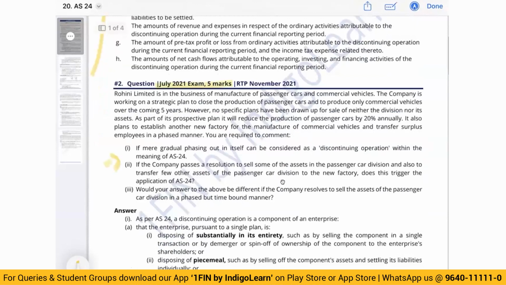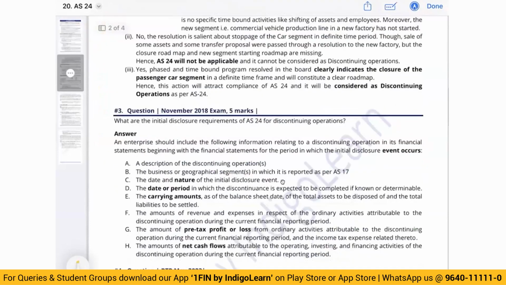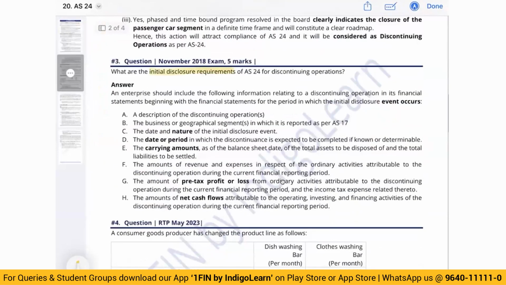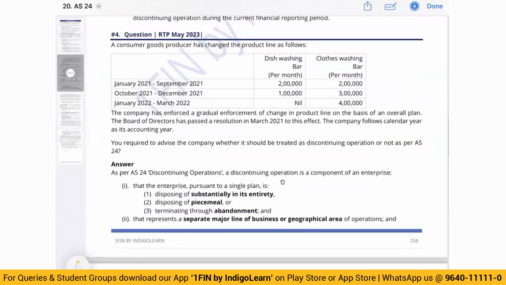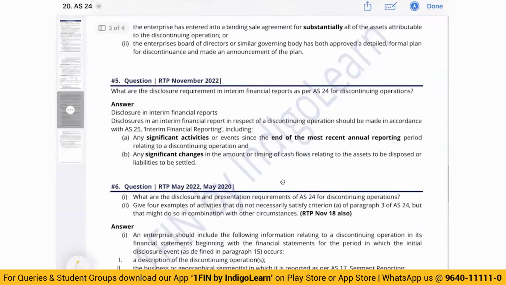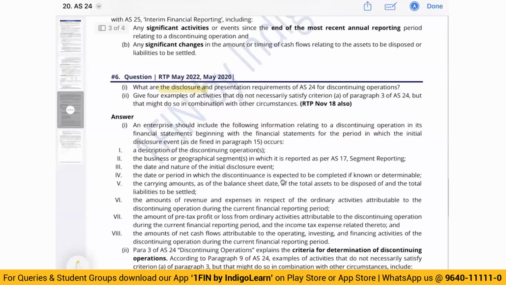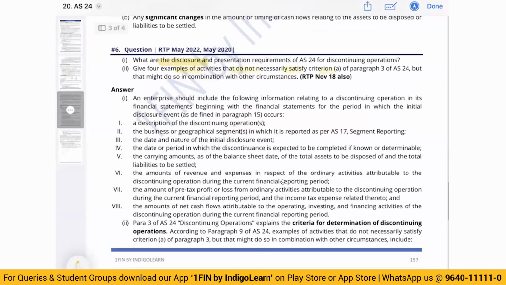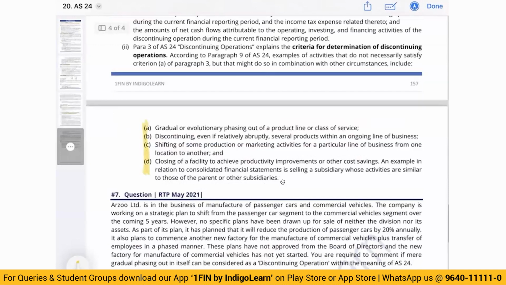This was again for 5 marks in the July 21 examination. Again, initial disclosure requirements, again for 5 marks. So here, a consumer goods producer has changed the product line. Now, when you're changing product line also, it need not be a part of your discontinuing operation. Disclosure requirement in interim financial statement given in RTP. Again, disclosure requirement. Examples that do not necessarily satisfy the criteria of paragraph 3 that might do so in combination of other circumstances. These 4 things you have to represent. So it's more about learning. Okay, there is nothing great in analyzing and evaluating. It is more about learning.